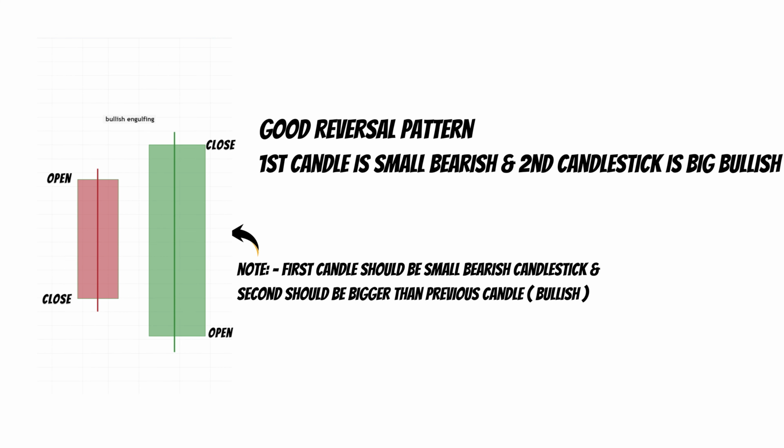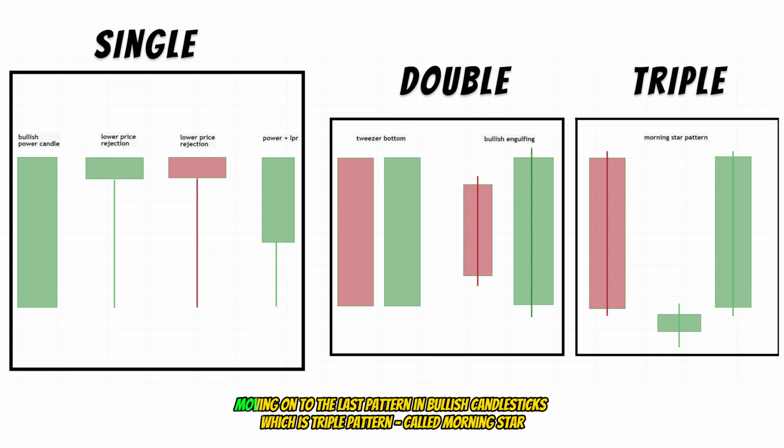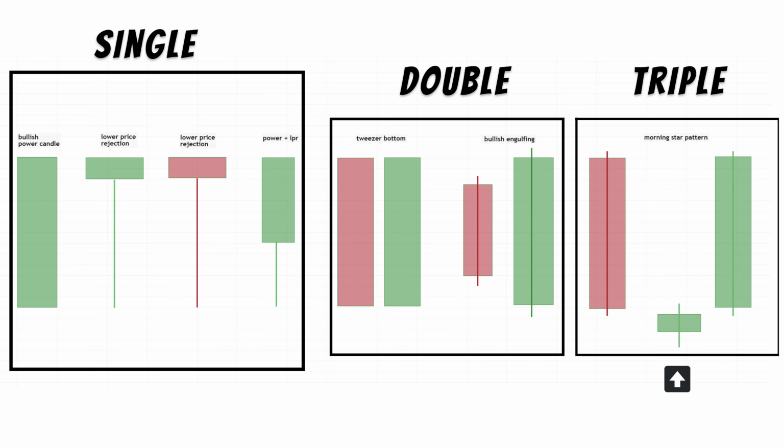Remember that the body in this pattern should be bigger than normal candles in the live market to be called a bullish tweezer bottom. The next one is the bullish engulfing pattern. The first candlestick consists of a small bearish candle, and the next candlestick is bigger than the previous one. Note that the second candle should be a bullish one. Moving on to the last pattern in bullish candlesticks, which is a triple pattern called morning star.